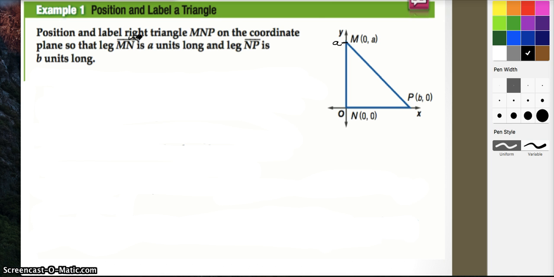And similarly with NP, you would line it up along the x-axis. They also told us it was a right triangle, so it's totally legit for us to have this right angle here. The length, being B, would give us an ordered pair or a value right here on the axis, knowing that that's B. So this is basically the only thing that you would need to do when you were positioning a triangle on the axis. So the answer is there for us.